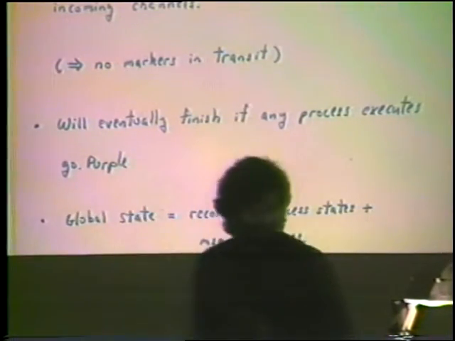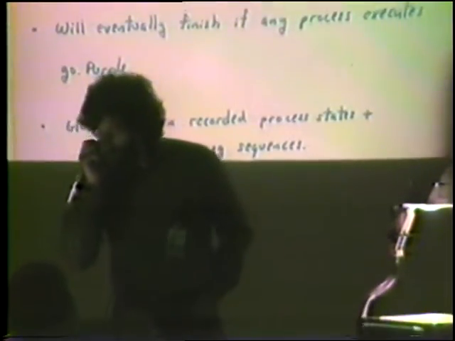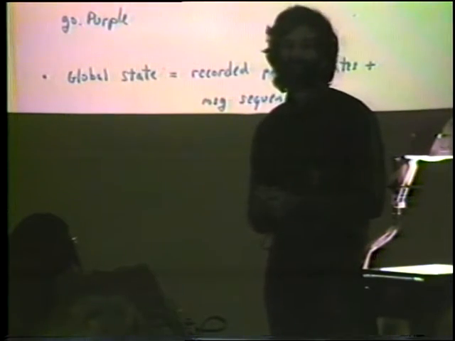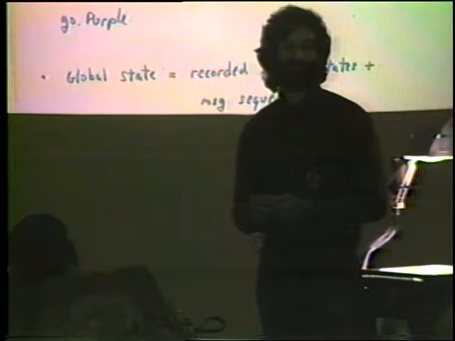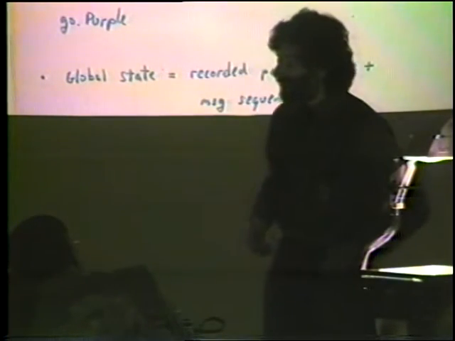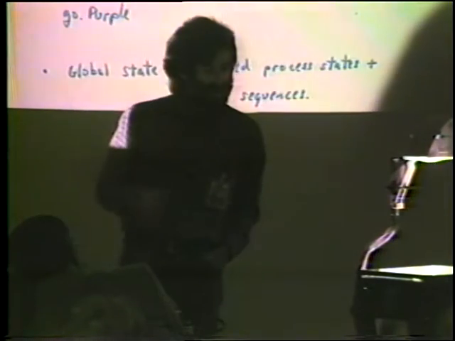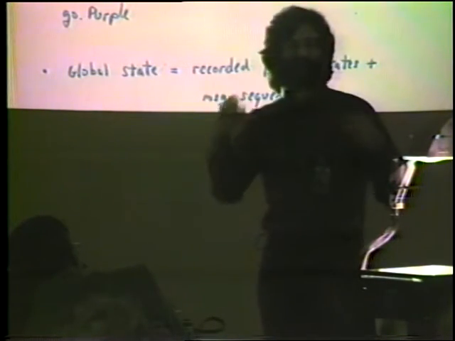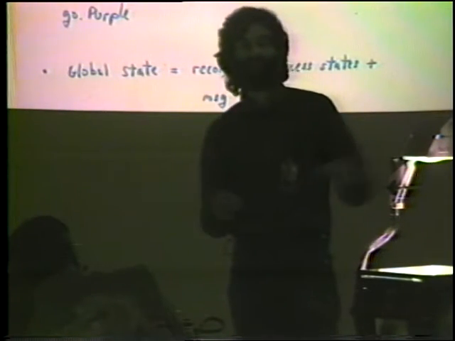Now, the global state is equal to, well, what do we have when everything is stopped? Everybody has recorded his own state. He did that with the go purple subroutine. And everybody has a handful of tape recordings, one for each incoming channel. So there's a recording for each channel. And the global state is, in fact, equal to the recorded process states plus the message sequences. So every process has taken its own snapshot of its own state when it executed go purple, and the snapshots of the transmission lines are actually contained on the tape recordings.